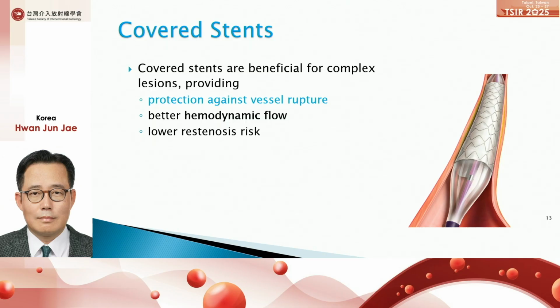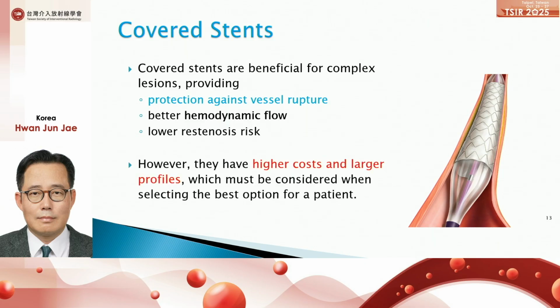Covered stents are good for complex lesions because they can provide protection against vessel rupture. Also, they give better hemodynamic flow with lower restenosis risk, but they are more expensive and larger in profile. So these findings should be considered when we are choosing the best option for the patient.